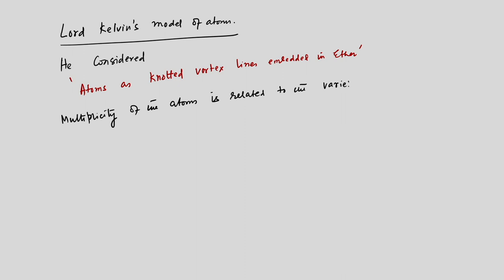to the variety of ways that the vortex lines can be knotted, which means all these vortex lines can be tied with each other.